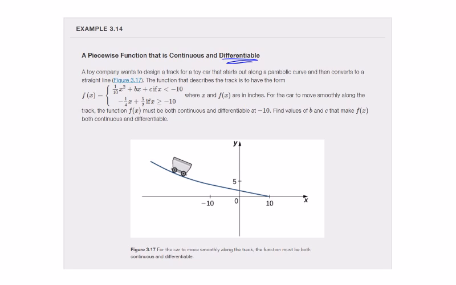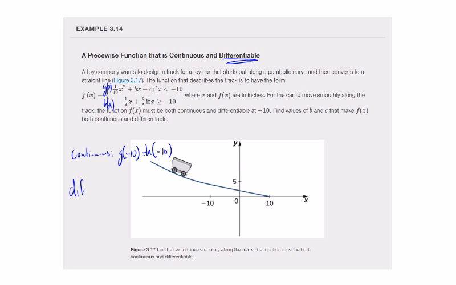But for it to be differentiable, not only does that have to be true, and you have to check that they're the same at those points, but you also have to see, is the slope the same at those points, right? So you'll have to do the definition of the derivative here. So what you'll have to do is, let's call this function g of x and this one h of x. So for it to be continuous, g of -10 has to equal h of -10, right? So that's what you have to check for it to be continuous.